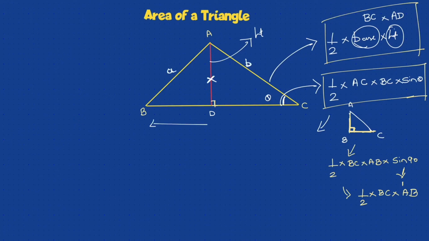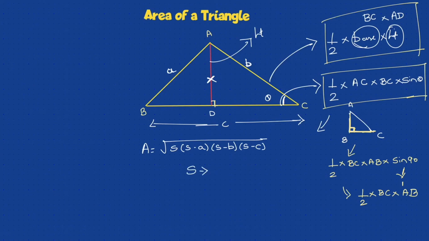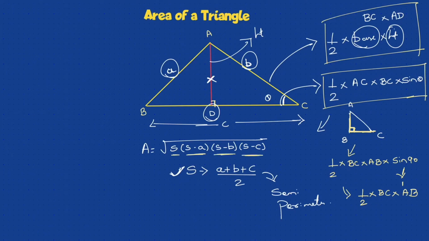Now if the altitude or the height is not given to you, only the three sides are given as A, B, C, then how will you find the area? You'll find the area by the formula square root of S into S minus A, S minus B, S minus C, where S is the semi-perimeter. What is the perimeter? Add all the three sides: A plus B plus C. Semi-perimeter is half of that, so A plus B plus C divided by 2. Once you know S, and A, B and C, you can find the area of the triangle. So if height is not given to you, use this formula.